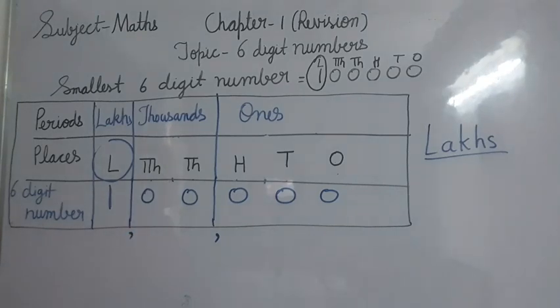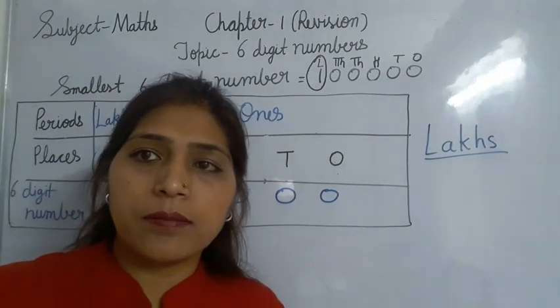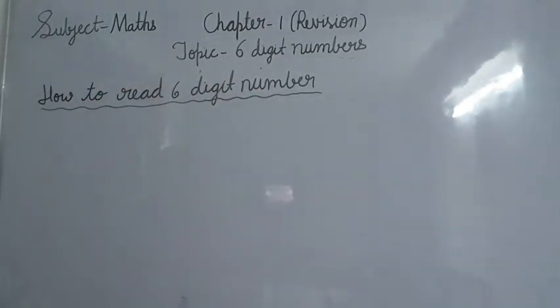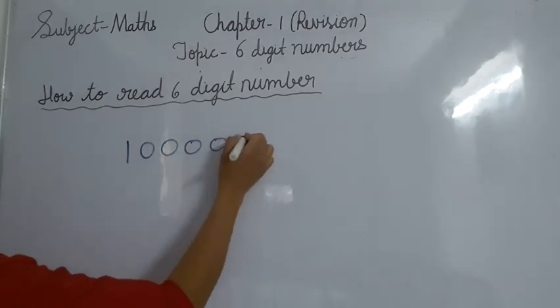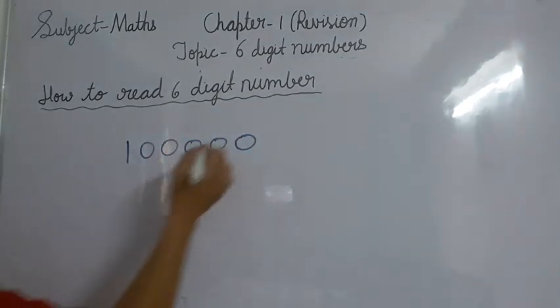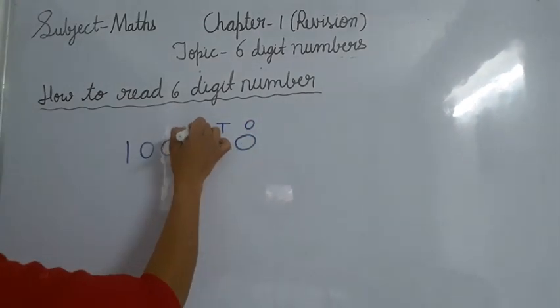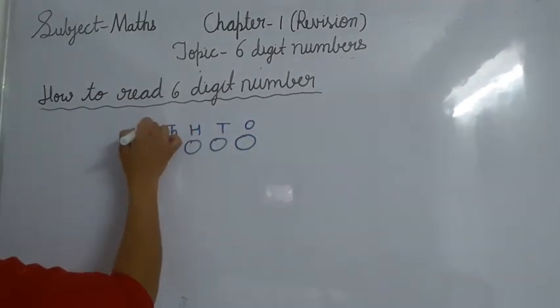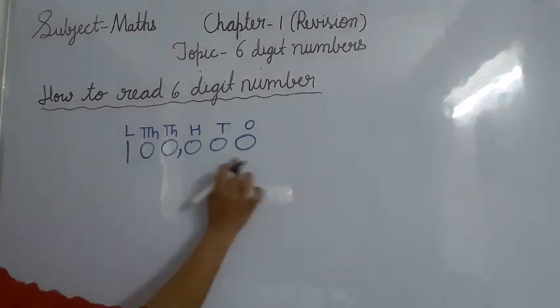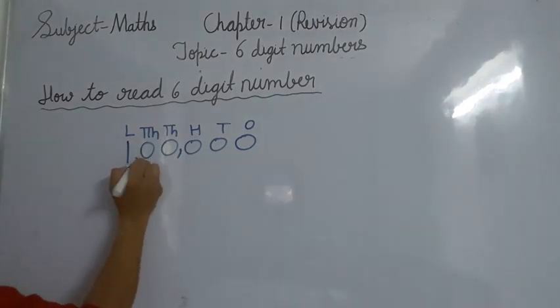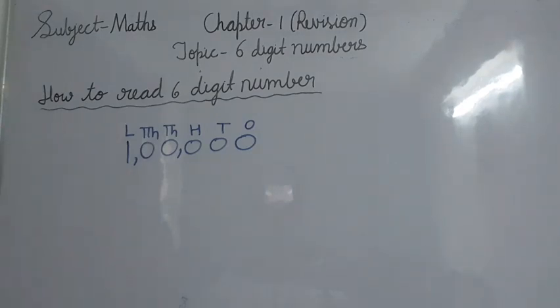Now let's see how to read a 6 digit number. If I am writing any 6 digit number, let's take the smallest 6 digit number, 1 followed by 5 zeros. How will we read this? Ones, tens, hundreds, thousands, 10,000, and this is lakh. We have 3 periods. This is the ones period, then the thousands period I am separating, and this one is the lakhs period.